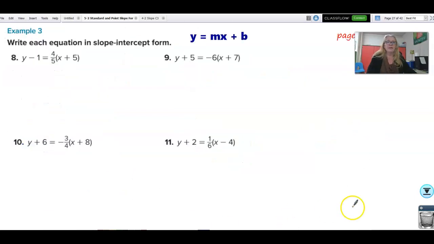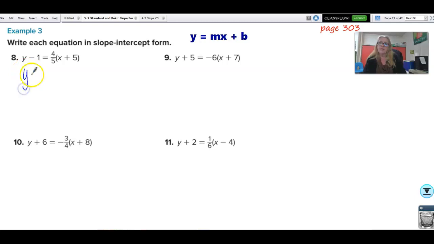All right, the next order of business. Next, they're giving you equations in point slope form, and they're asking you to transfer them back to slope-intercept form. Okay, first thing you want to do is get rid of the parentheses.